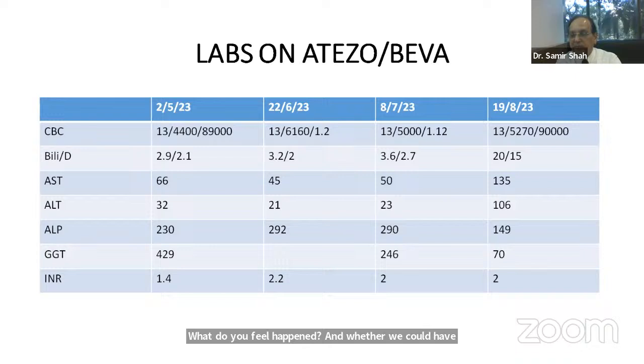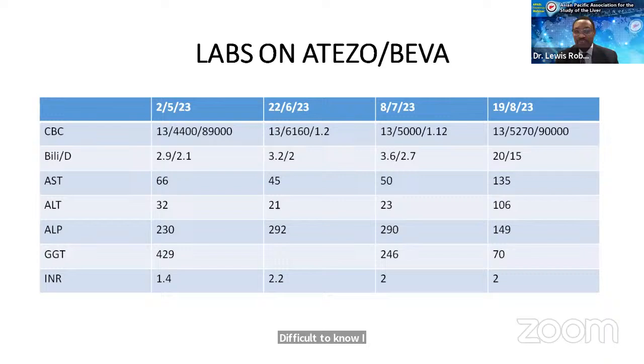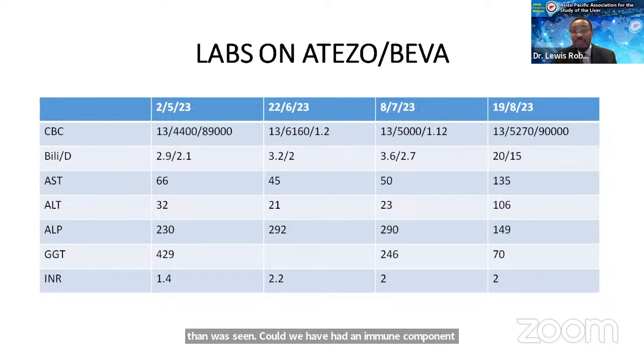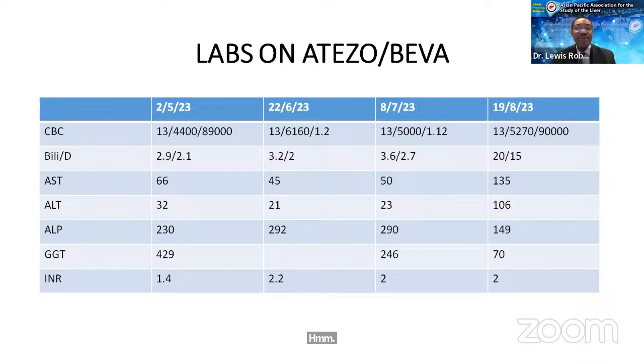Difficult to know. I think it's reasonable for us to presume that there was some immune-mediated event. But unfortunately, patients with progressive liver disease will, on occasion, decompensate. There are questions that would be raised about whether there was an infiltrative component to this tumor that was not as visible on imaging, so that there was more tumor than was seen. Could we have had an immune component that it was not possible to reverse? Because by the time we had very high bilirubins, that would make the disease that much more severe and sometimes difficult to reverse on prednisone.